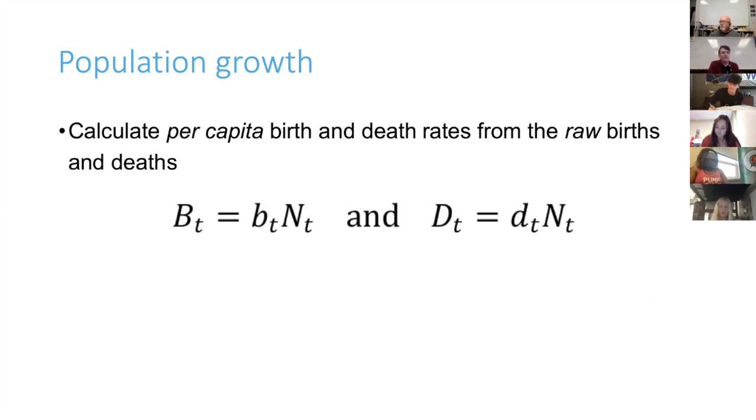So notice it's not time, right? It's per individuals. What did you guys get for the per capita birth rate? 0.23. Yep, good. And someone else, the death rate? 0.03. Good, the death rate, exactly.